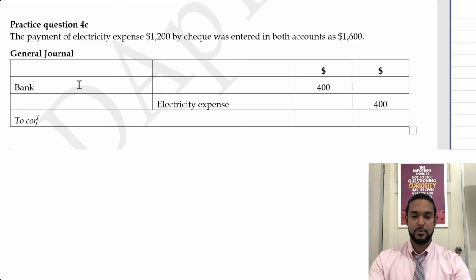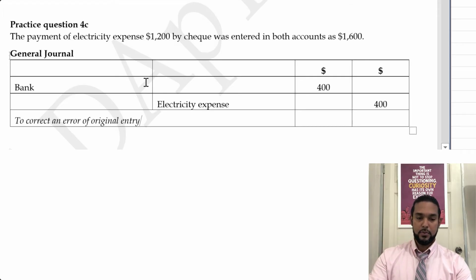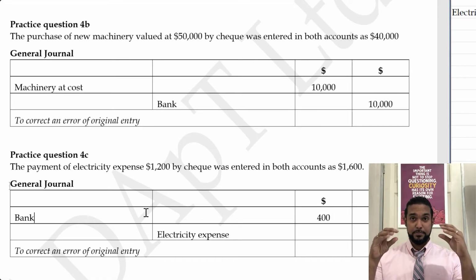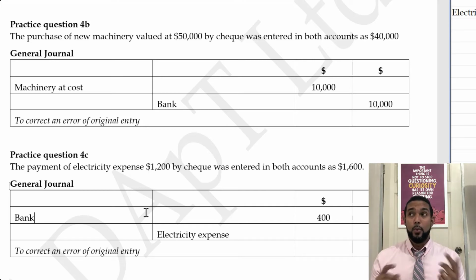And this is also to correct an error of original entry. Right, so when figures are understated, you just repeat the exact same debit and credit with the difference, the amount by which it was too small. When it's overstated, you have to reverse the double entry to decrease the initial items.